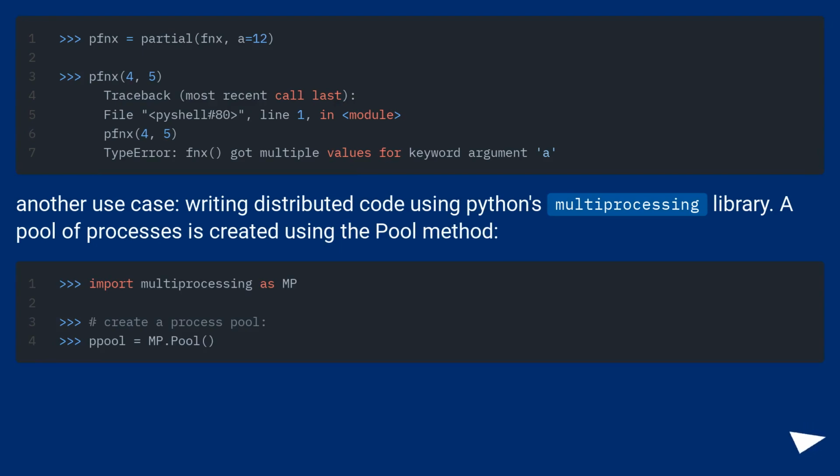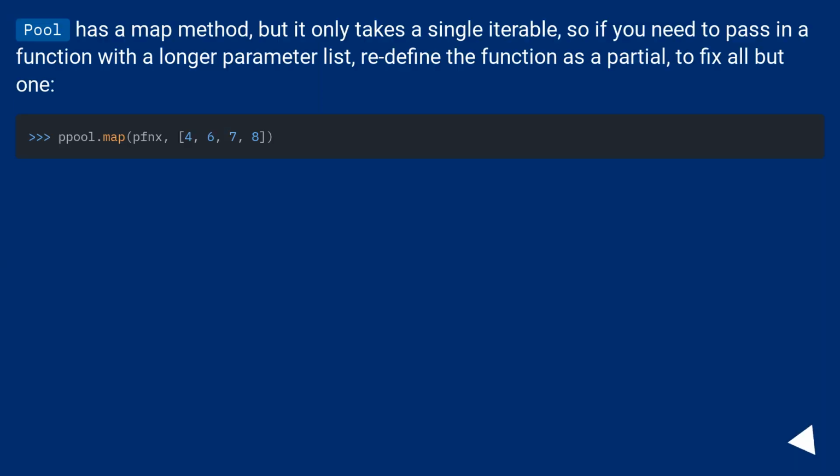Another use case: writing distributed code using Python's multiprocessing library. A pool of processes is created using the Pool method. Pool has a map method, but it only takes a single iterable, so if you need to pass in a function with a longer parameter list, redefine the function as a partial, to fix all but one.